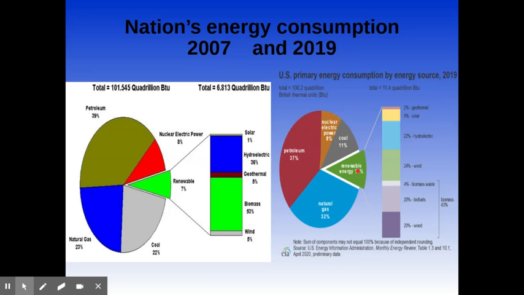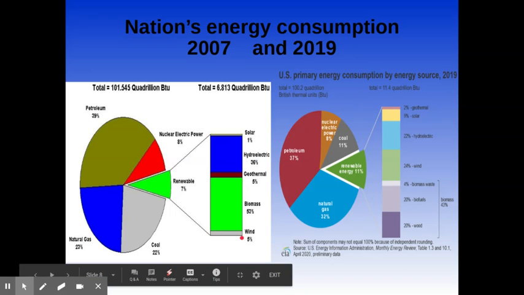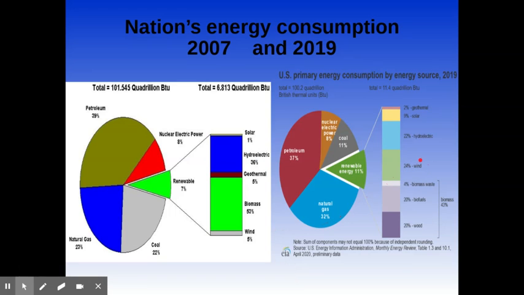On the other hand, renewables, look at how things have kind of changed here. Back in 2007, only 5% of our renewables were coming from wind, whereas now you've got like 24% coming from wind. So you might have noticed wind farms popping up around the country as a way to make energy, and that's a renewable thing. We're always going to have wind, right?